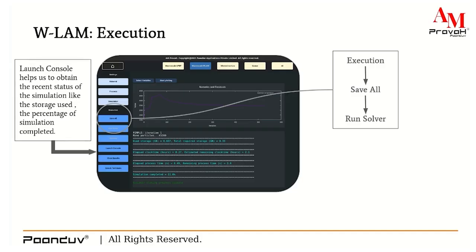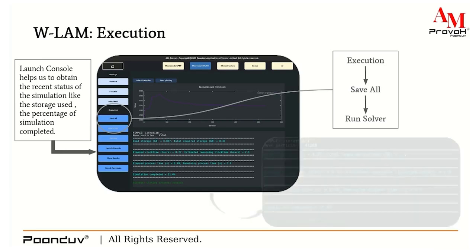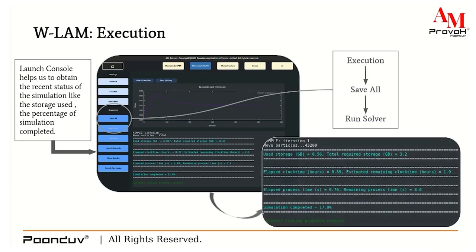So there is another icon which is Launch Console. Launch Console helps us obtain the recent status of the simulation, like the storage used and the percentage of the simulation completed. As you can see, on clicking Launch Console, this is one simulation that was running, which you can see is completed. It shows 17%. So Launch Console shows you the recent status of the simulation. And after all this, when the simulation is completed and it is 100%, we can go to Show Results to obtain the results in ParaView.